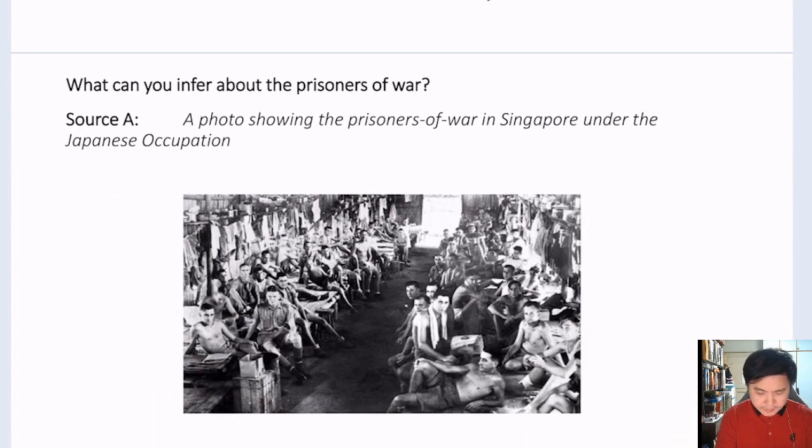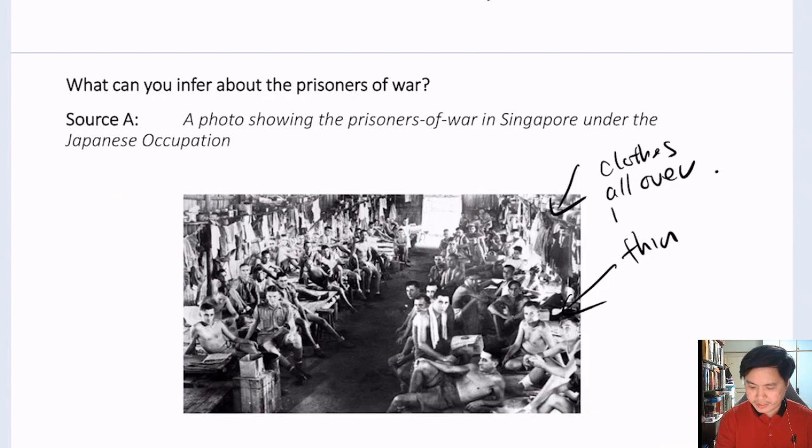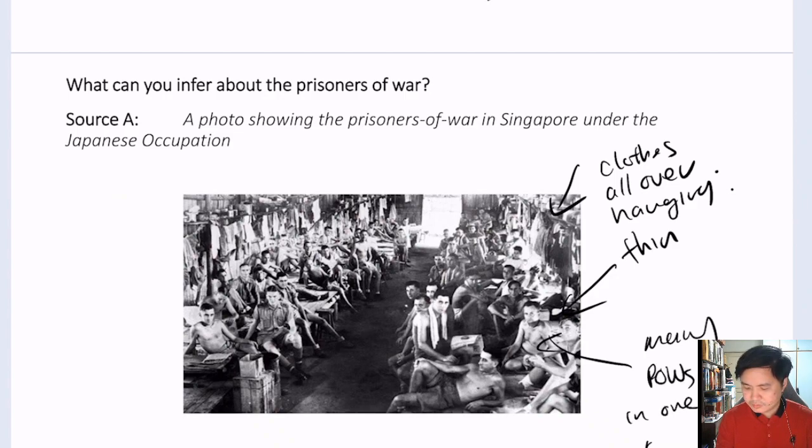Okay, let's look at this, right? Let's say you get a picture, all right? First thing you notice, write down what you notice. This is how you annotate, right? They are skinny, they are thin. Next thing you notice, there's clothes, right? All over the place, hanging. Next thing you notice, many people, many POWs in one room. All right, these are all the things that you notice.